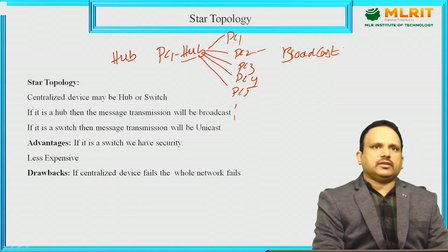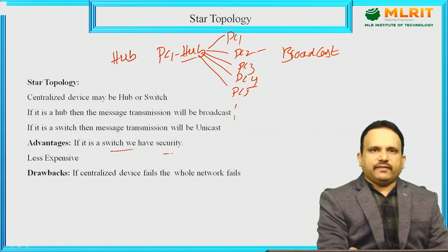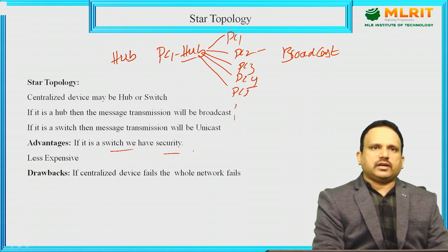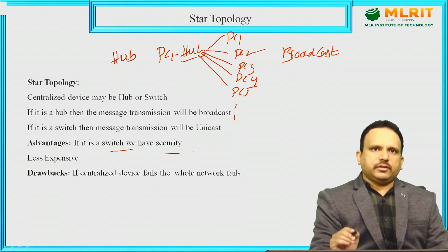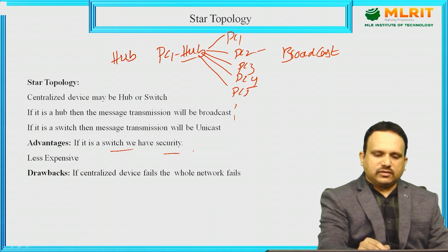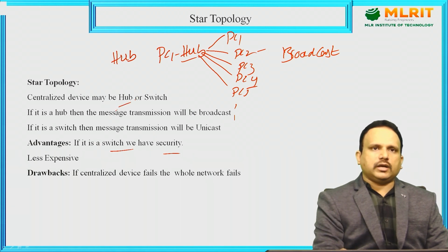What are the advantages? If it is a switch, we have security. As we have discussed, in a switch only the unicast mechanism takes place from sender to switch and from switch to receiver. Only that particular sender and receiver will receive the data and the remaining will not. Whereas in broadcast, there is no security, because from PC1 to the hub, if the centralized device is a hub, it reaches all the stations that are connected. So there is no security, but it is less expensive. That is one of the advantages.